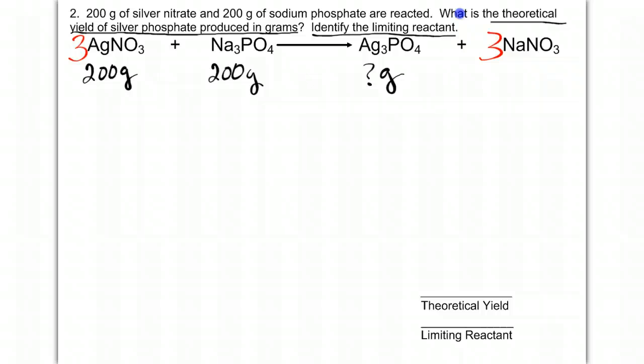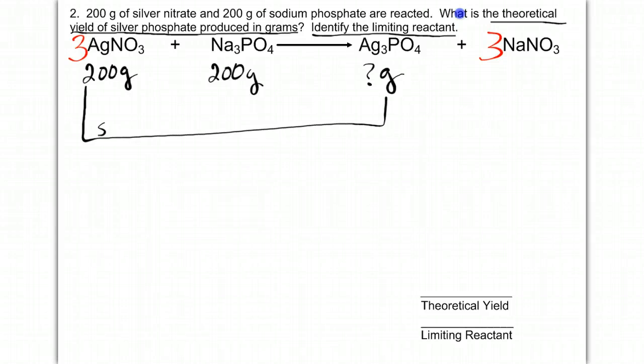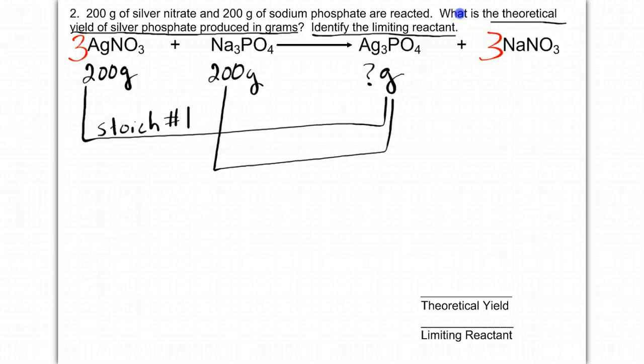So you have to do 2 different stoich problems. We're going to do our first stoich, stoich number 1, from the 200 grams of silver nitrate to grams of silver phosphate. And our second stoich will be from sodium phosphate to silver phosphate also. We want to see how much each of these will theoretically yield, and then we can use that to determine our limiter and our true theoretical yield. So here are both of the stoich problems.